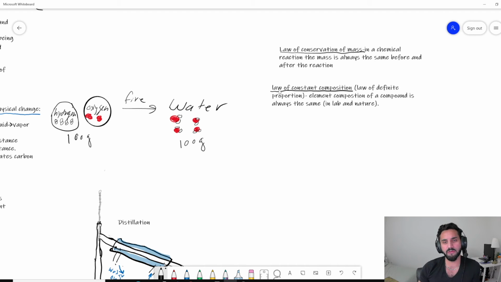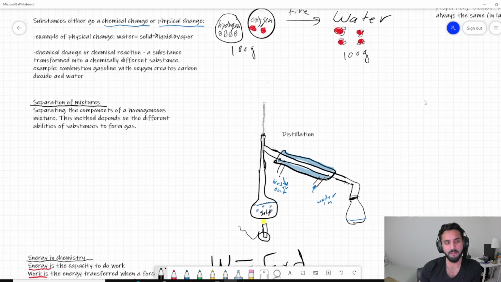Another law to look at is the law of constant composition, or sometimes we call it the law of definite proportion. It says the element composition of a compound is always the same. What do I mean by that? This reaction right here, oxygen plus hydrogen and fire make water. This is similar to what we do in the lab and what nature does. There's no difference. This is what the law of constant composition says.